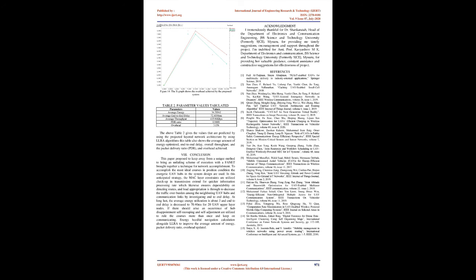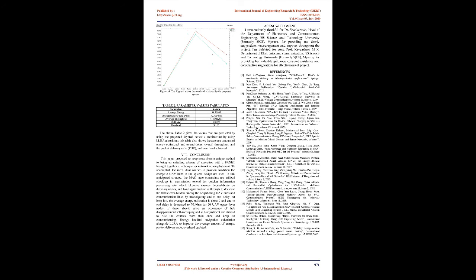8. Conclusion. This paper proposed a unique method to bring a reliable scheme of execution with a FANET, bringing together a technique for network achievement. To achieve the best routes in the position condition, the dynamic UAV nodes in the system design are used. In this proposed strategy, the MAC layer constraints are used for checkup and transmission range for a faster data processing rate, which also ensures dependability of routing routes, and load distribution is used to reduce the traffic overload among the neighboring UAV nodes and communication links by investigating end-to-end delay.